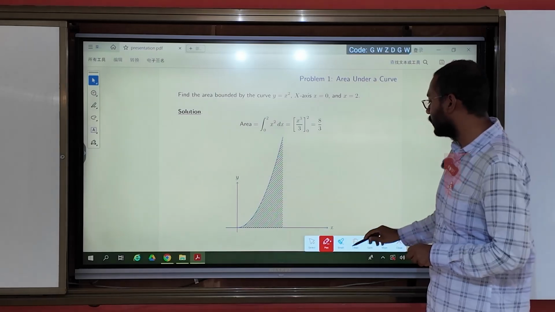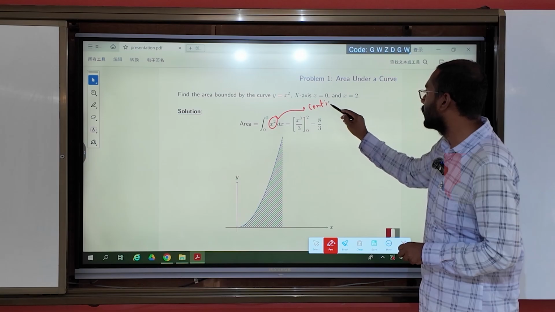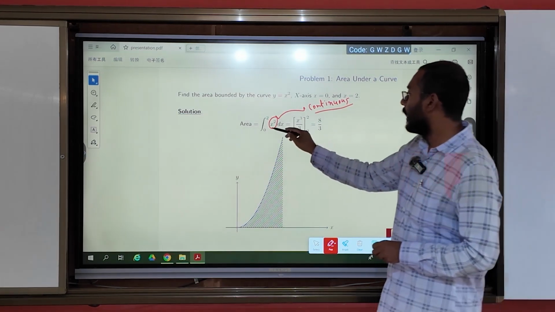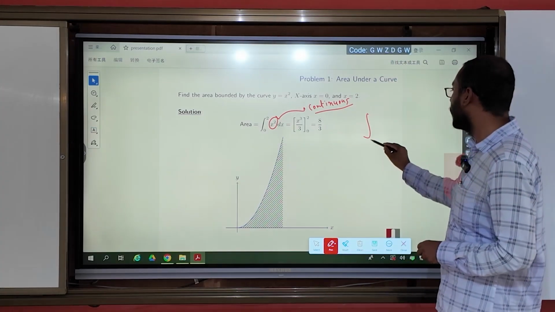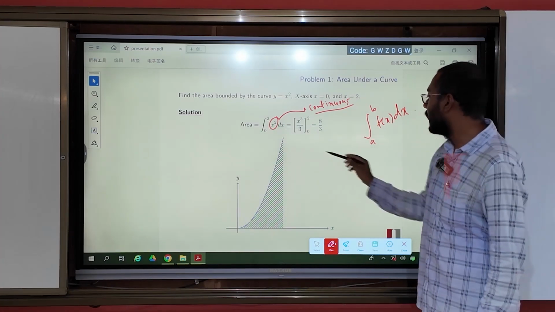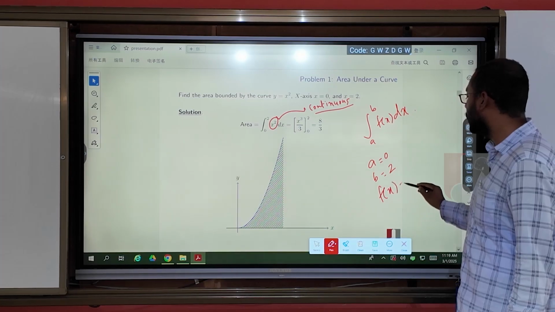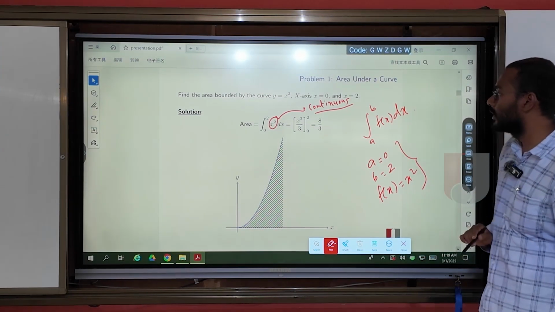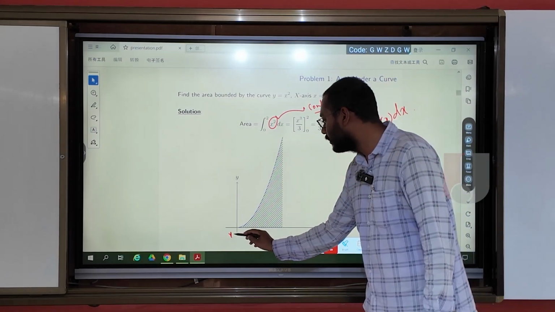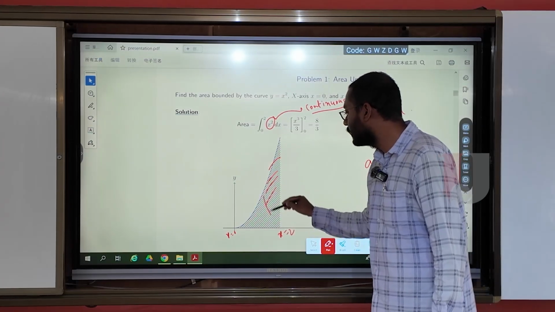For this particular case, we know that x square is a continuous function, actually it is a parabola. Our formula is the integral from a to b of f(x) dx. Here a is 0, b is 2 and f(x) is x square. Everything is given here. Now we have to find the area inside the zone. Here x equal to 0, and here x equal to 2, and we have to compute the area of this shaded zone.